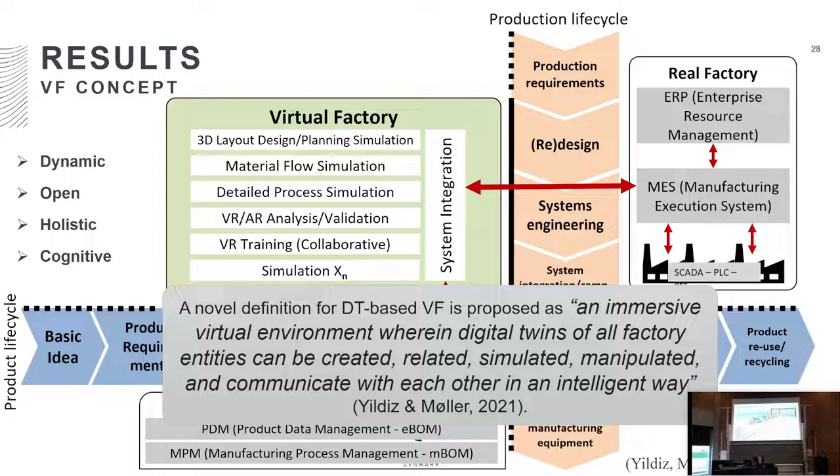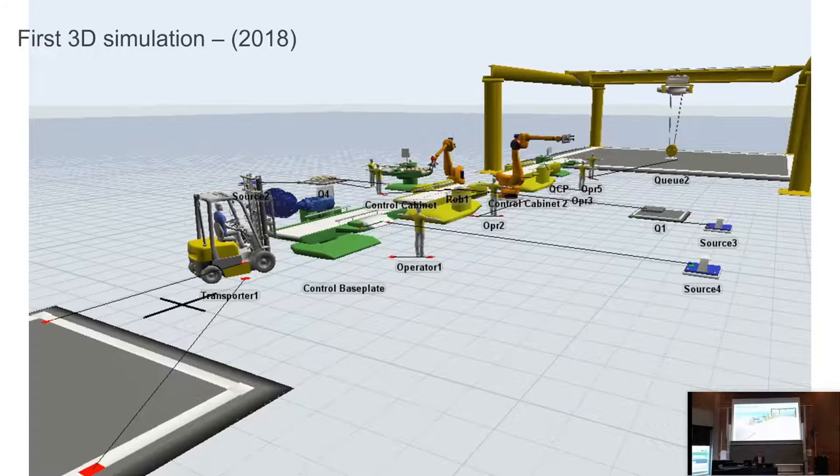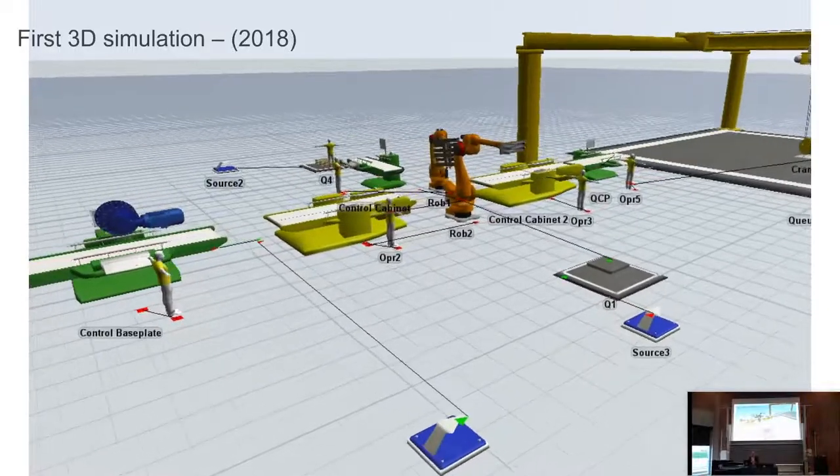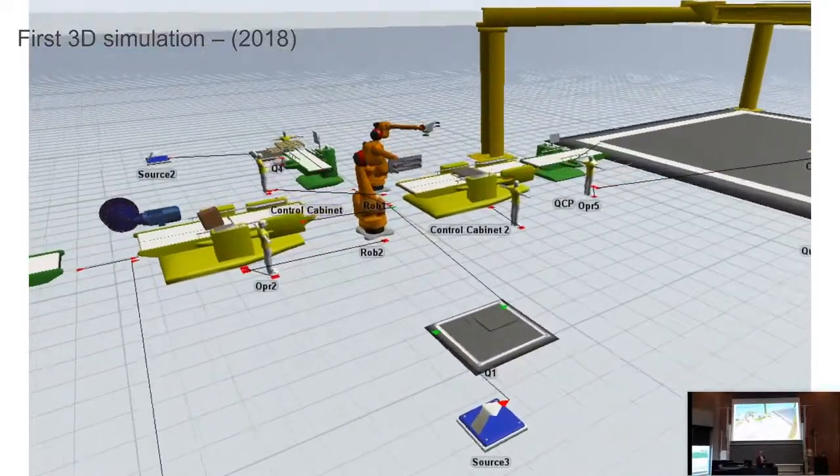So this is the video I developed 4 years ago. First time 3D discrete event simulation. That blue thing moving on there is a CAD model of an actual wind turbine. So when I did it, it was amazing.